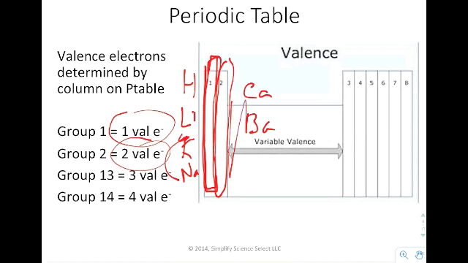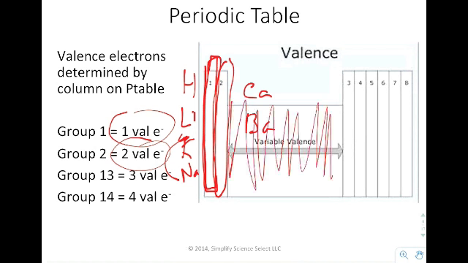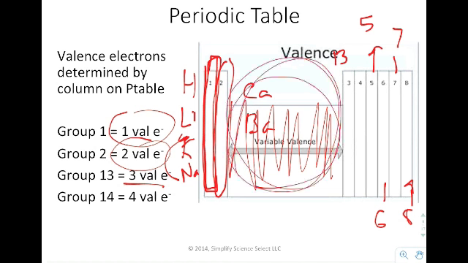Then we skip the middle, groups 3 through 10, and come to group 13. Everything in group 13 has 3 valence electrons. Everything in 14 has 4 valence electrons. Everything in 15 has 5. Everything in 16 has 6. Everything in 17 has 7. And everything in 18 has 8 valence electrons. So you can predict the number of valence electrons for any atom so long as it's not in this middle section. That middle section is something we're going to ignore for now because it doesn't follow a consistent pattern.